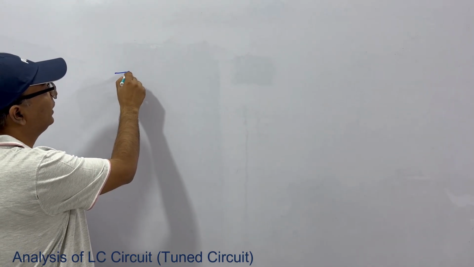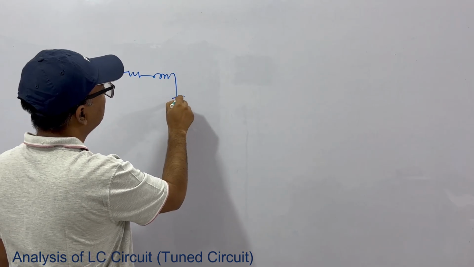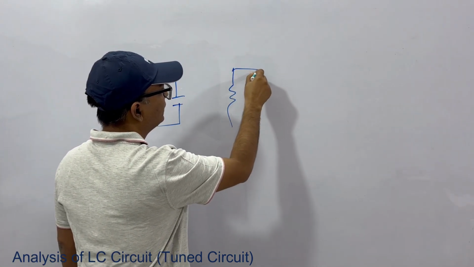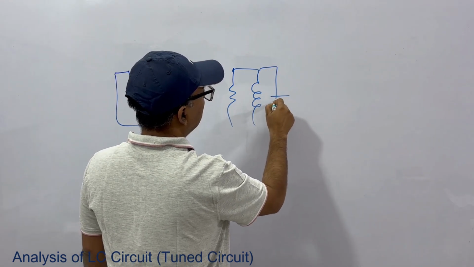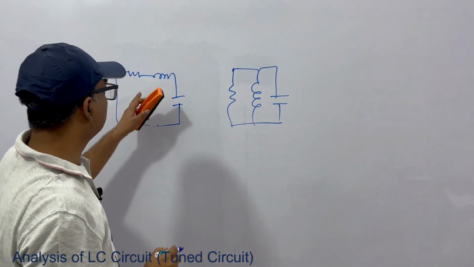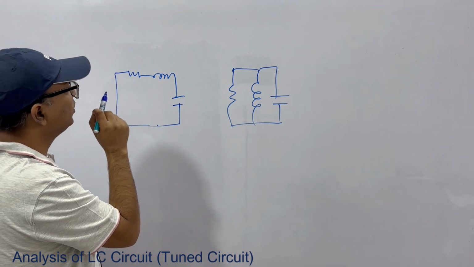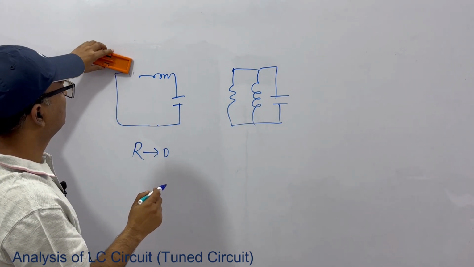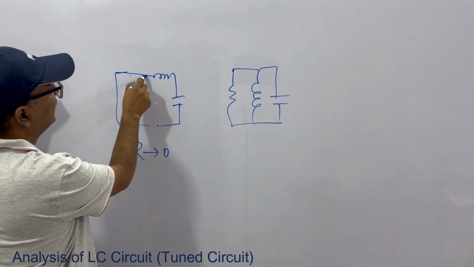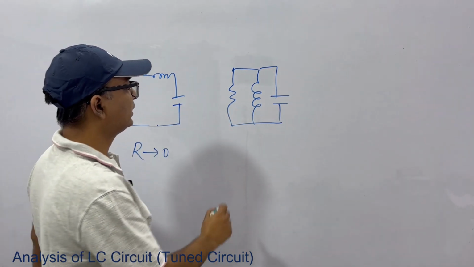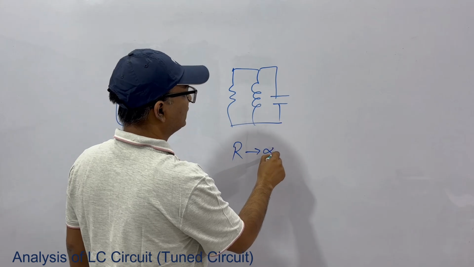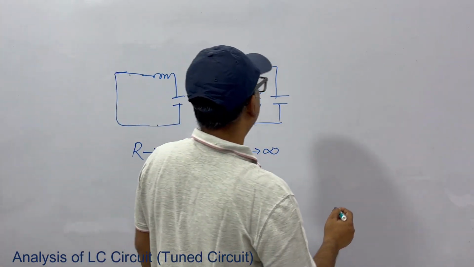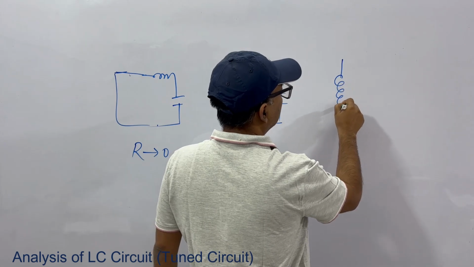So we saw the RLC series circuit and we saw the RLC parallel circuit. Now, if in a series circuit R is very small, almost equal to 0, what happens? This is gone. So this is like this. Or in this circuit we have R very large, infinite. So then this is gone. So in both these cases what we finally get is this circuit.